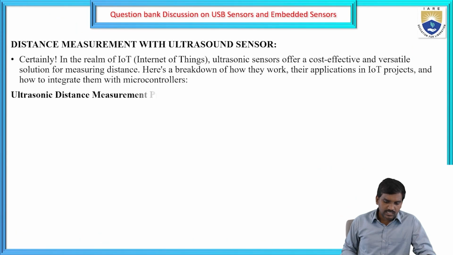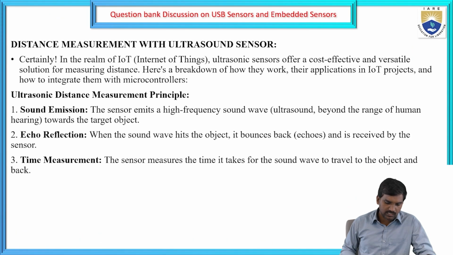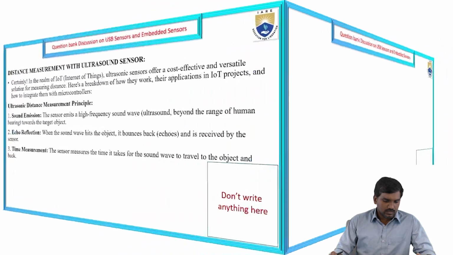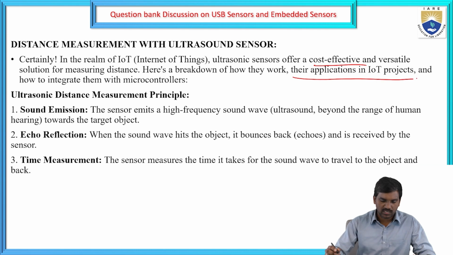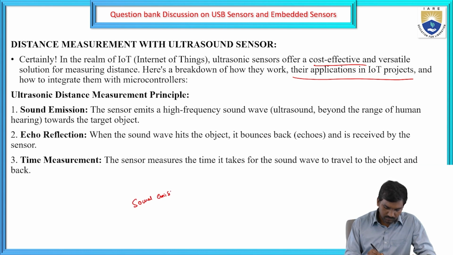And distance measurement with an ultrasonic sensor. In the realm of the Internet of Things, ultrasonic sensors offer a cost-effective, versatile solution for measuring distance. Here's a breakdown of how they work, their applications in IoT projects, and how to integrate them with microcontrollers. So the ultrasonic distance measurement principle: sound emission, echo reflection, and time measurement.